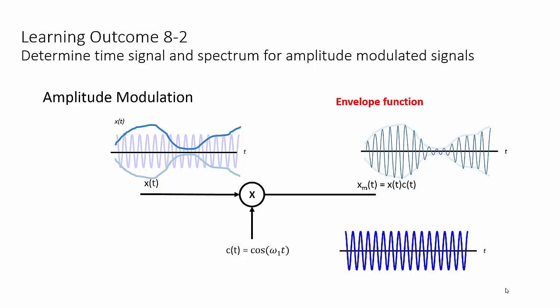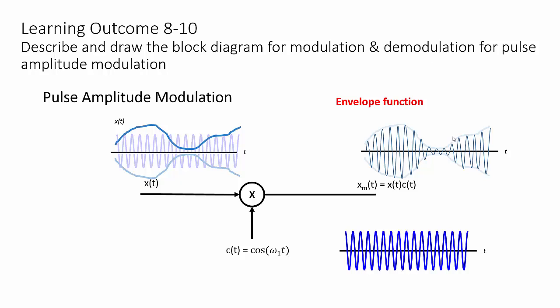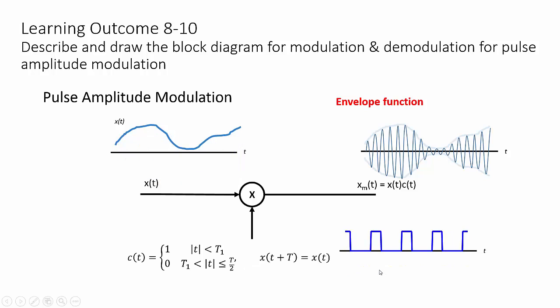Back at the beginning of Chapter 8, we discussed sinusoidal amplitude modulation, where we take our signal and we multiply by, or modulate by, a sinusoid, usually a cosine. And this produced a signal with alternating amplitude that followed the envelope shape of our original signal. Now, we're going to replace our sinusoid with a rectangular pulse.